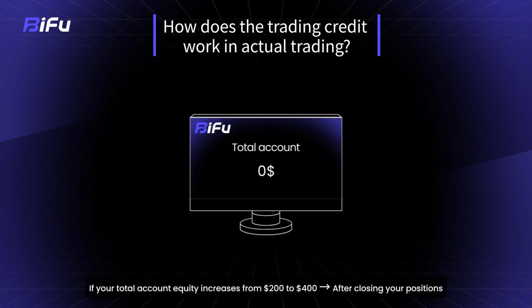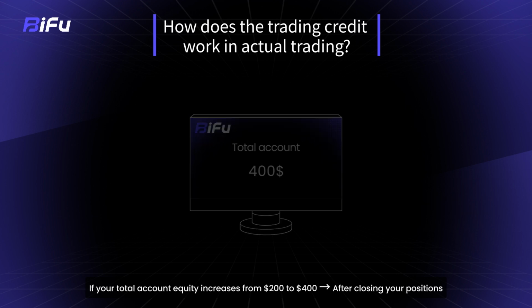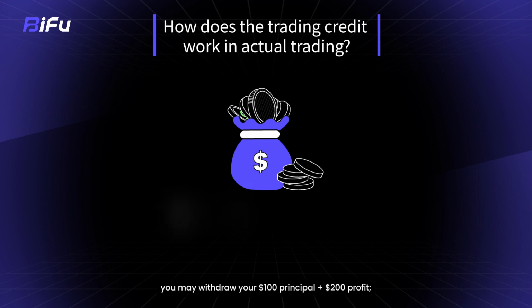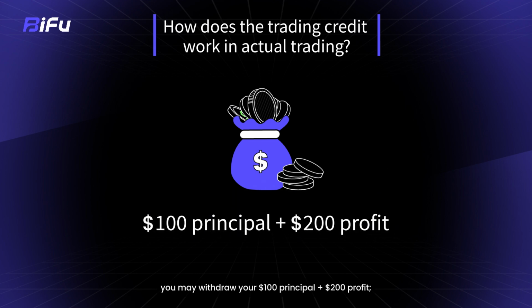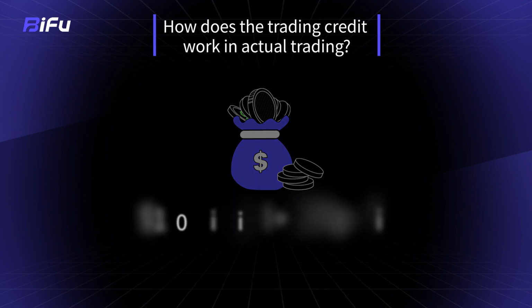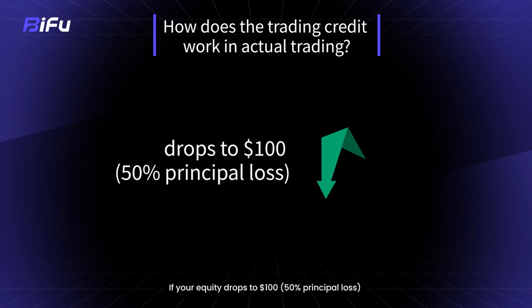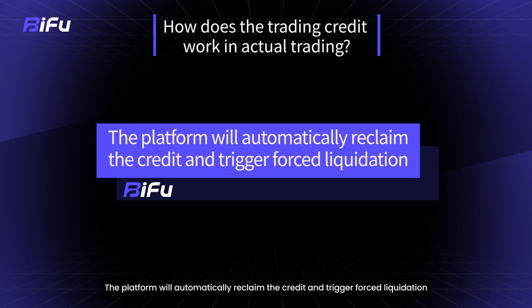How does the trading credit work in actual trading? If your total account equity increases from $200 to $400 after closing your positions, you may withdraw your $100 principal plus $200 profit. If your equity drops to $100, a 50% principal loss, the platform will automatically reclaim the credit and trigger forced liquidation.